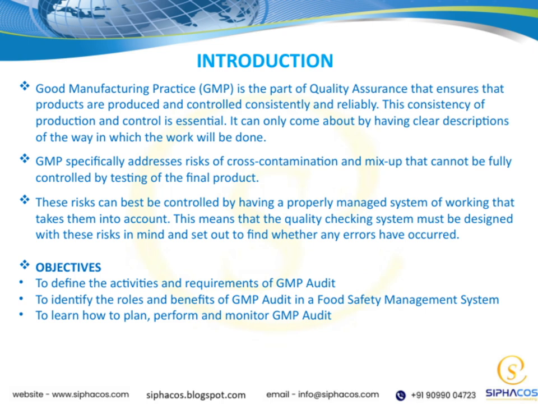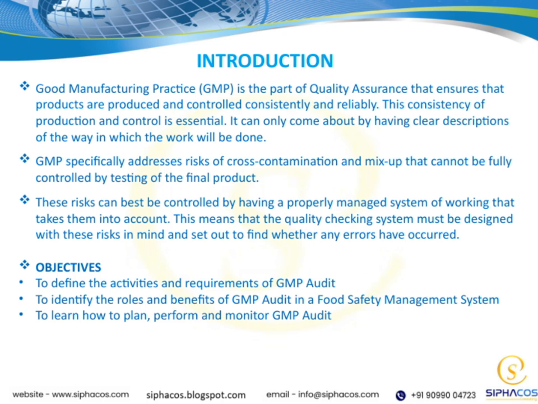GMP specifically focuses on managing risks like cross-contamination and mix-ups. These risks are tricky because they can't always be caught just by testing the final product. Instead, the best way to control them is through a well-managed system of work that anticipates and addresses these issues up front. This means designing our quality checking systems with these risks in mind. We need to set up procedures that help us detect if any errors happen along the way. The goal is to prevent problems before they occur and catch any that do.